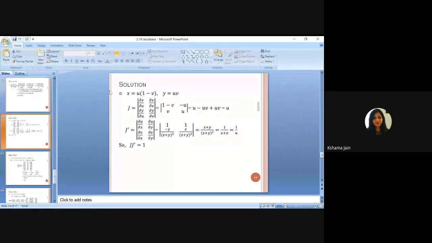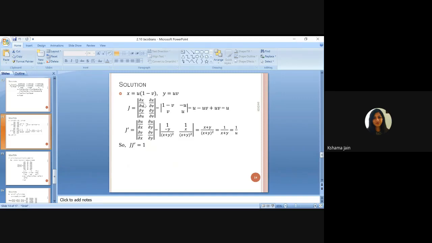Here. See, I told you this question. Simple, x and y is there. So j easily you can find out: del x by del u, del x by del v, del y by del u, del y by del v. Okay, did it. But for finding out j dash, the position of dependent and independent will be reversed.